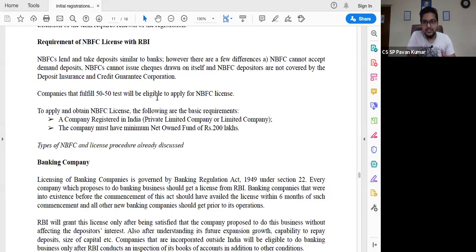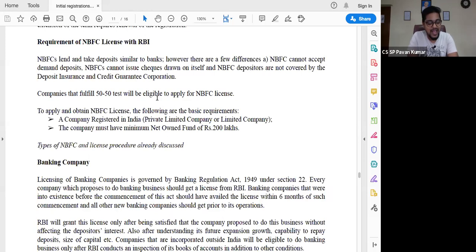NBFC depositors are not covered by the Deposit Insurance and Credit Guarantee Corporation. Here, what it is saying is, whatever deposits we have in a bank, there is normally a deposit insurance and credit guarantee scheme, where deposits are insured up to an amount of 1 lakh. Irrespective of how much deposit I have, up to 1 lakh of my deposits is insured, as mandated by the government. However, for deposits in an NBFC, this insurance is not applicable.